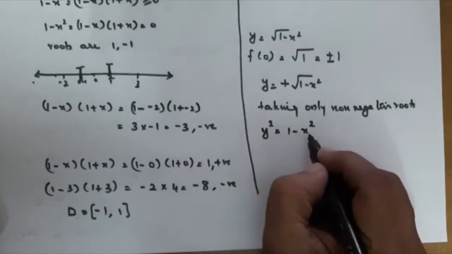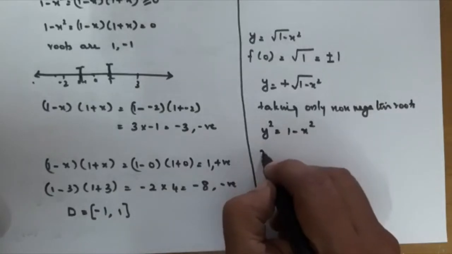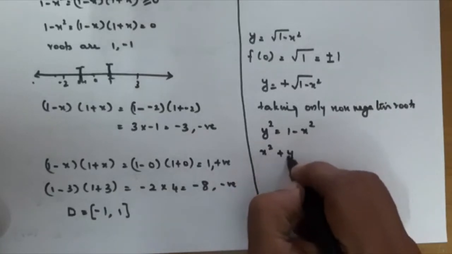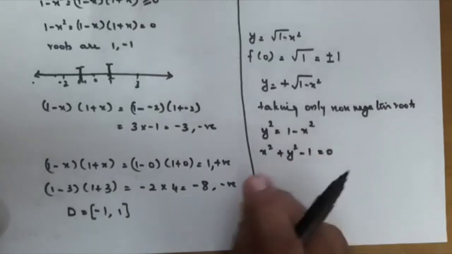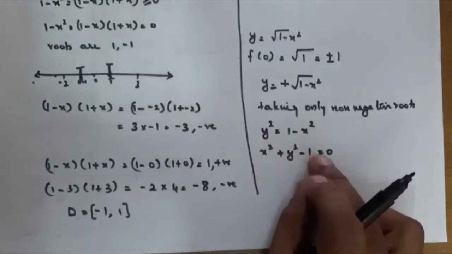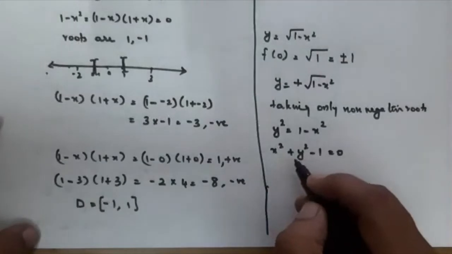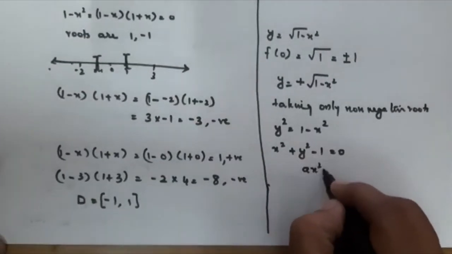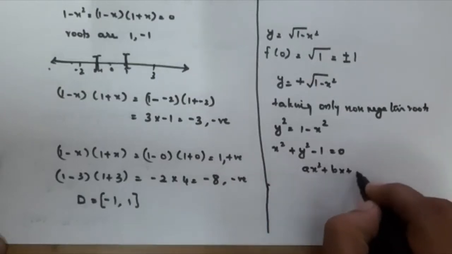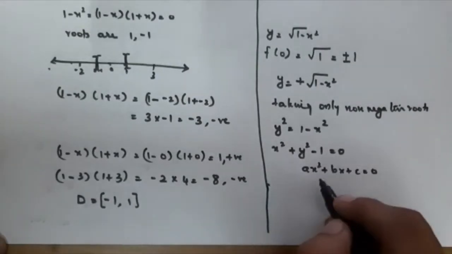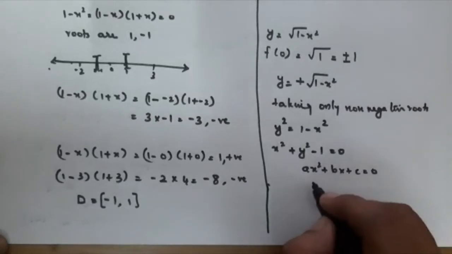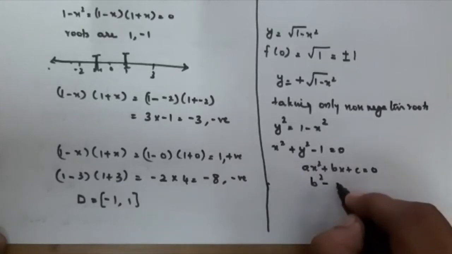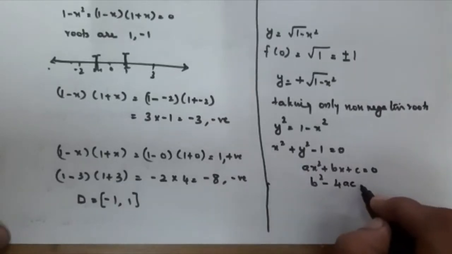Therefore, if you take all the terms to one side, what will you get? x square plus y square minus 1 equal to 0. You can consider this as a quadratic. Do you remember the usual expression of a quadratic equation? ax square plus bx plus c equal to 0. And if x is to be real, do you remember the condition? For the real roots, what's the condition? b square minus 4ac, what is this? Discriminant of this expression. It should be greater than or equal to 0.